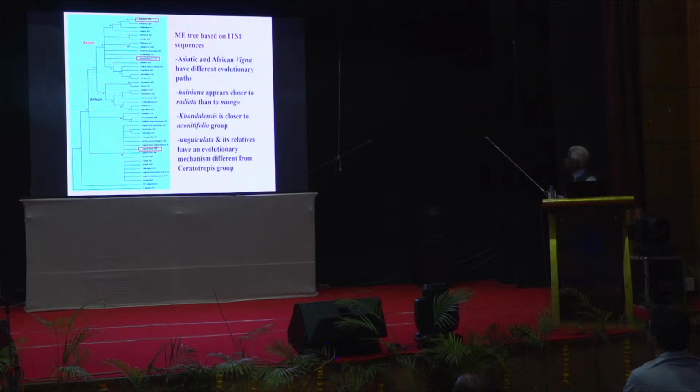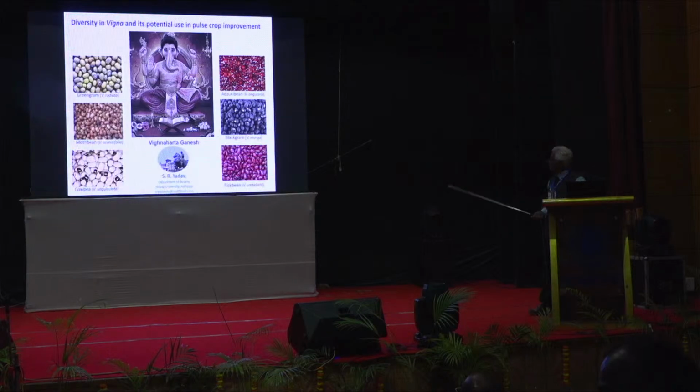Asiatic and African have different paths. Heniana appears closer to Radiata and Mungo. It is closer to the Aconitifoliata group. Unguiculata has an evolution mechanism different from the Ceratotropis group. These are the conclusions. Okay.